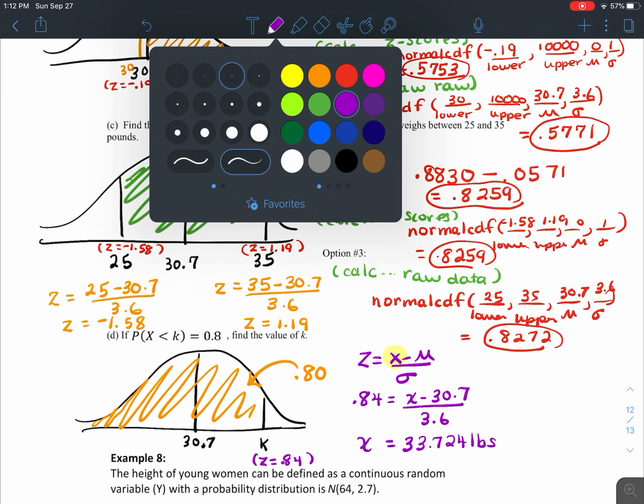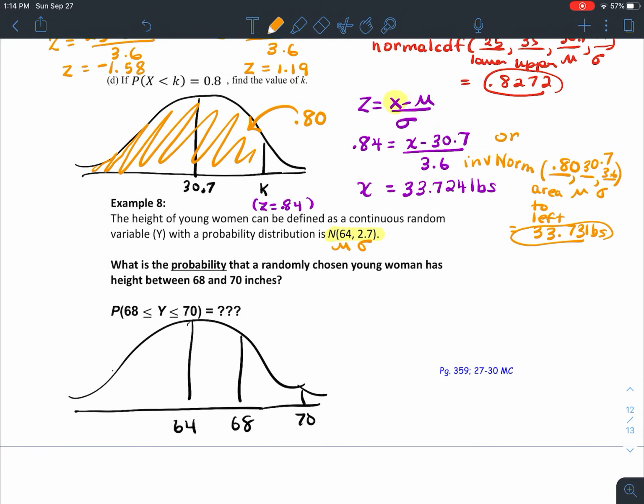Okay, our very last example here, just one part to this that we're just going to talk through to wrap up this section, is talking about the height of young women. It says they can be defined as a continuous random variable, and they give us the specs here that the shape is normal, that the average height is 64 inches with a standard deviation of 2.7. The question is, what is the probability that a randomly chosen young woman has a height somewhere between 68 and 70 inches? Okay, so again, these are continuous random variables.